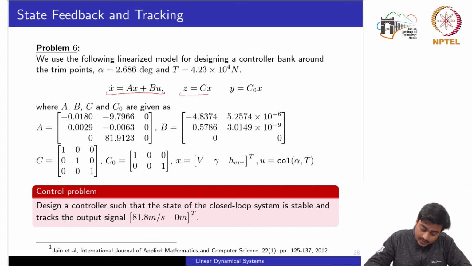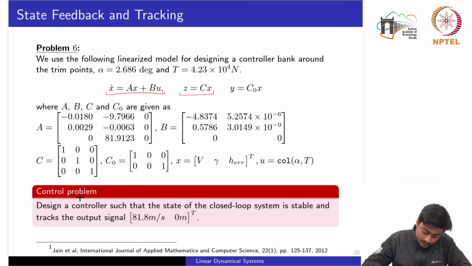The second one we are using, we are expressing z = Cx, where C is taken as identity, meaning to say z would be equal to x. We have taken y = C0 x because we want to control only two of the outputs. If we see, C0 is then among the x, which is taken as the velocity, the angle of the flight path, and the h error, we only want to track the velocity and the h error. Okay, by using the control inputs, the angle of attack and the thrust.